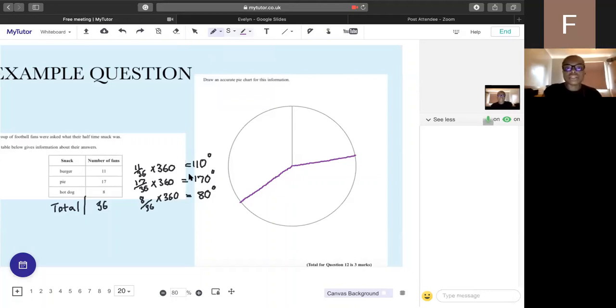So the last thing to do is to label what each of your sectors should be for your pie chart. So the 80 degrees, the smallest one, was hot dogs. The second one was burgers. And the last one, the largest one, was pie. So when you do this question, or a question similar to this, you should get a pie chart which looks just like this. Always make sure you're using a ruler to draw straight lines between the center of your circle and the circumference of it.